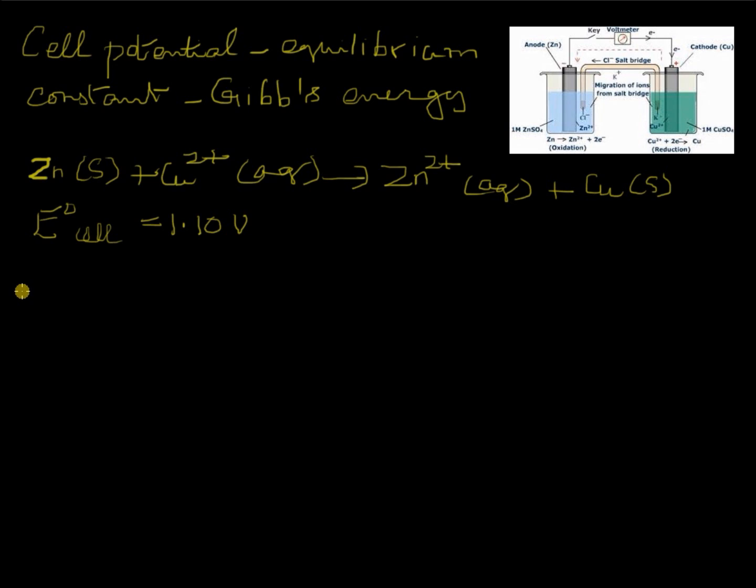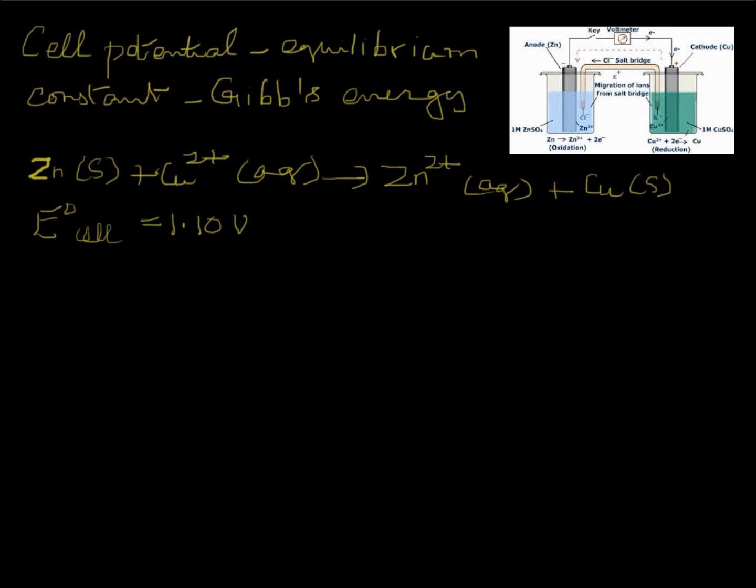At one stage, the electrode potential of the anode electrode would become equal to that of the cathode electrode. The electrode potentials of the two half cells or single electrodes become equal. Now what will be the reading on the voltmeter? It should be 0 because the electrode potentials have become equal. The potential difference which is shown by the voltmeter will be 0. Now we say the cell has reached the equilibrium state.